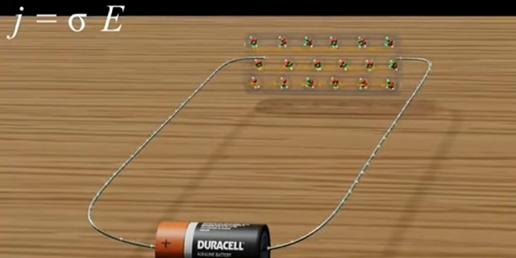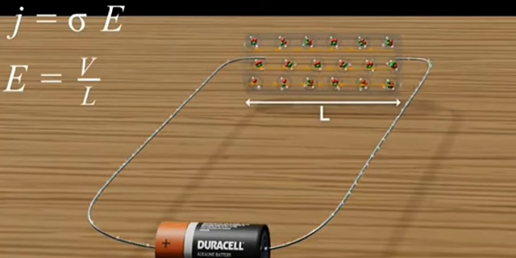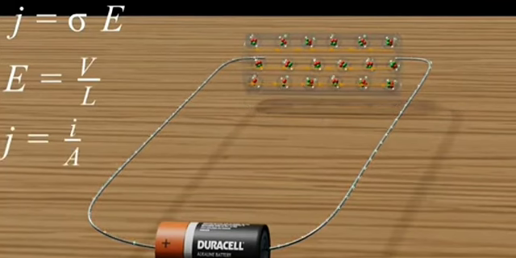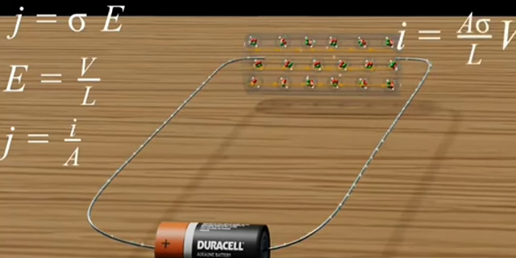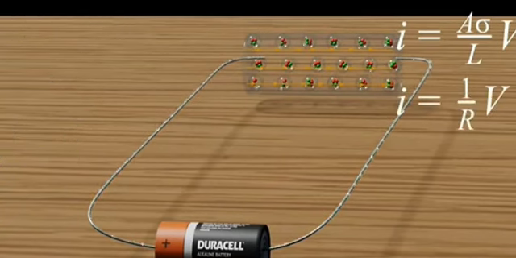Assume this electric field is generated by a battery. According to the definition of electric potential, we can deduce the electric field value as shown. If the conductor has a cross-sectional area of A, we can convert this to a relationship between voltage and current. This representation of Ohm's law is the most used one in physics and engineering.